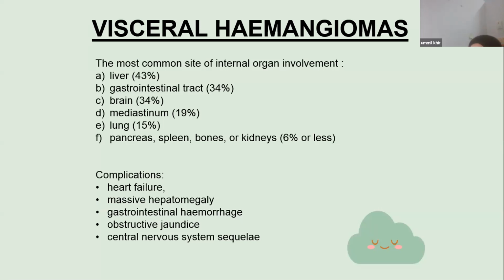Okay, visceral, particularly hepatic hemangioma, can cause life-threatening complications. So the complication listed here is rare, but potential complication of visceral hemangioma, it depends on the specific organ involvement, such as heart failure, massive hepatomegaly, gastrointestinal hemorrhage, obstructive jaundice, and also central nervous system sequelae. Next.